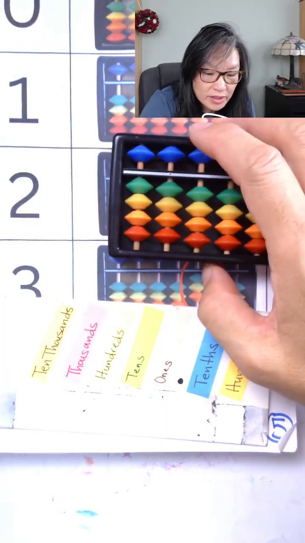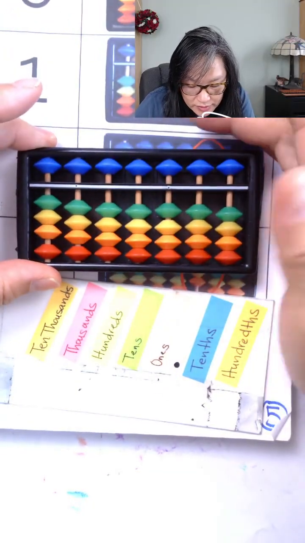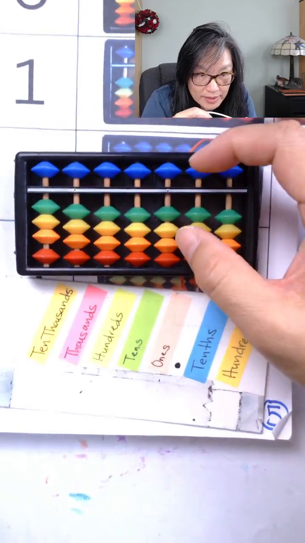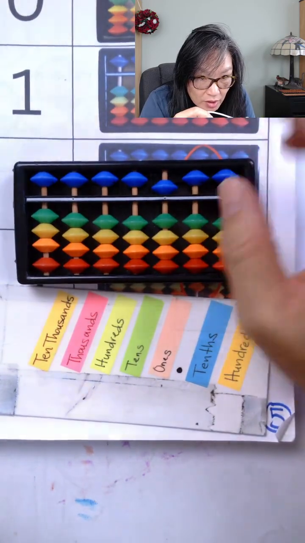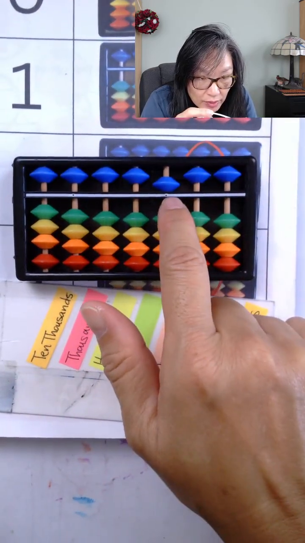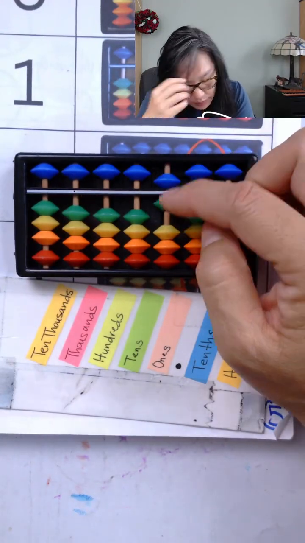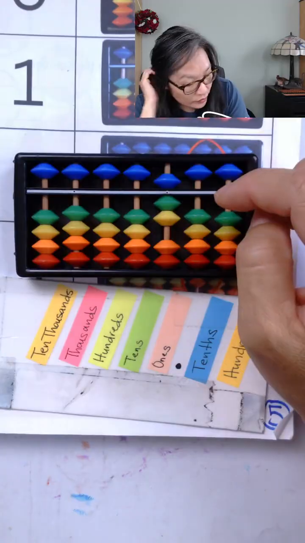So then what we can do now is start learning how to move the abacus. Moving the abacus is going to the horizontal bar. When you add, you go to the horizontal bar. So right here we're adding, this is 5. We add the 1, now we have 6. We add another 1, we have 7.